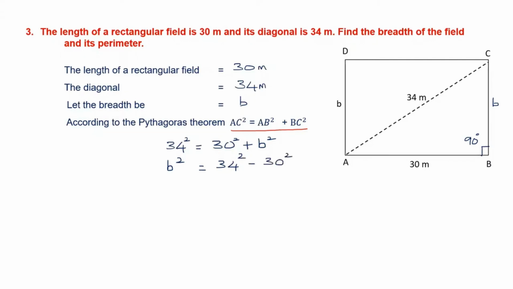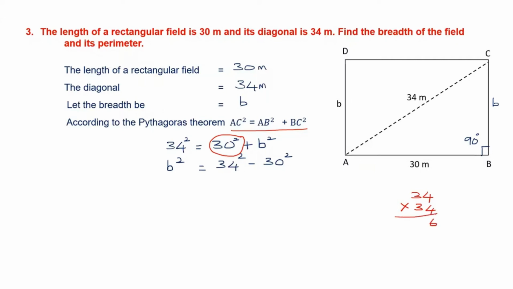How did I get that minus? I transposed this 30 squared. Here it is plus, so when I transpose it to the other side, it becomes minus. So now let's find 34 squared. How much is that? That is 34 into 34.